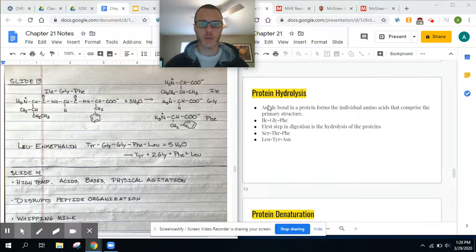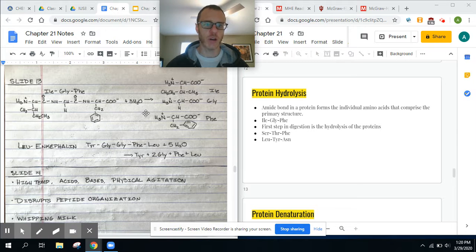All right, guys, now we're going to talk about protein hydrolysis, which means we're going to break apart these proteins into their individual amino acids. It's pretty simple, all right? So here we have isoleucine, glycine, and phenylalanine. Here's our structure, I drew it. Here's our Zwitter ion form. We get H3N plus down here and our COO minus down here.